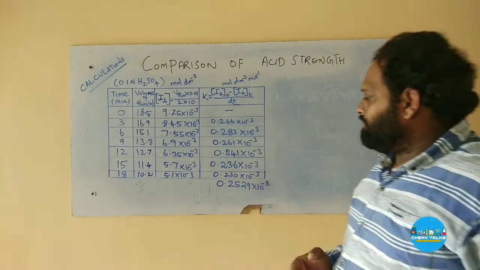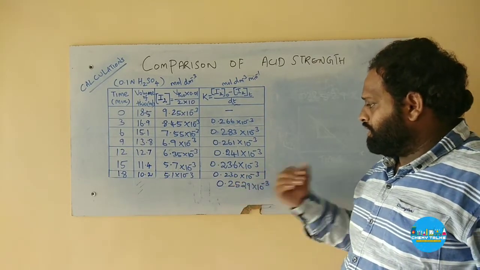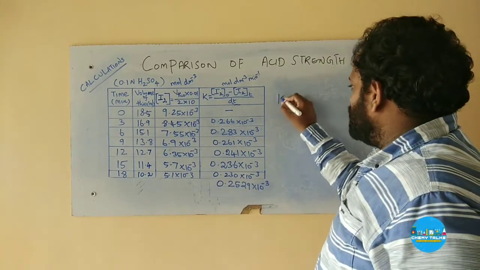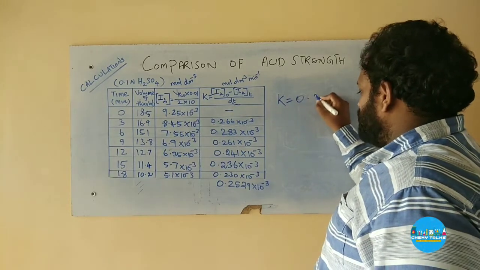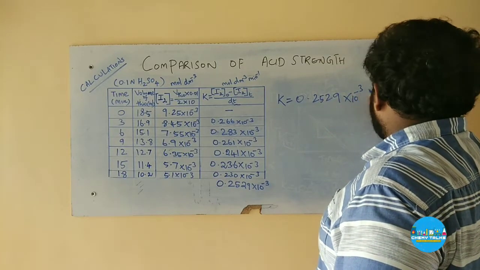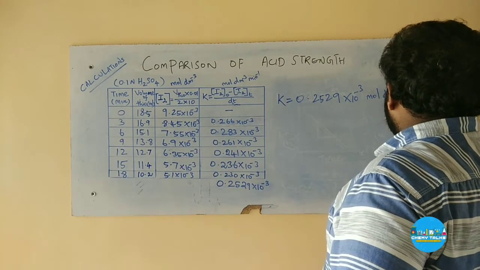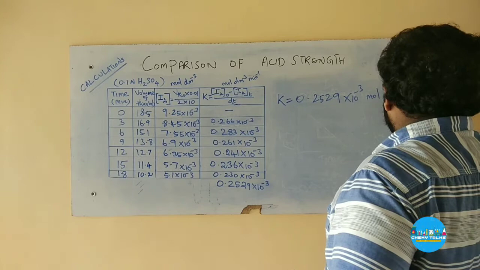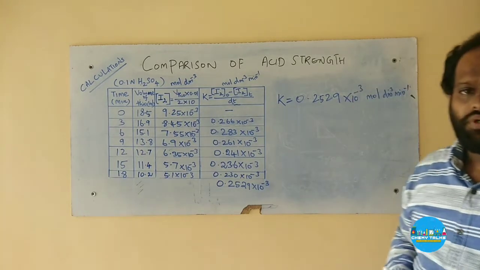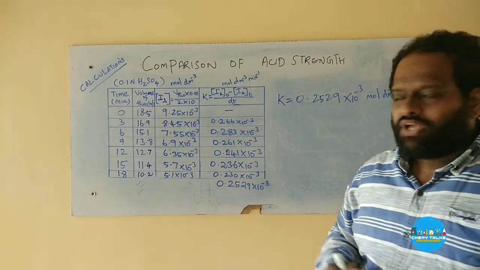From the values of the rate constant, we obtained an average K equal to 0.2529 into 10 power minus 3 mole per decimeter cube per minute. This is the unit of the rate constant.